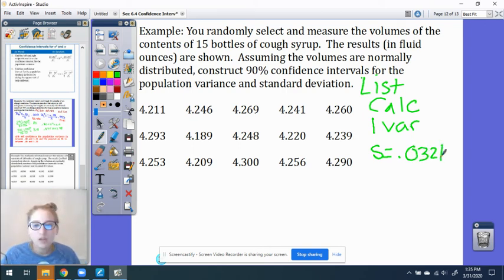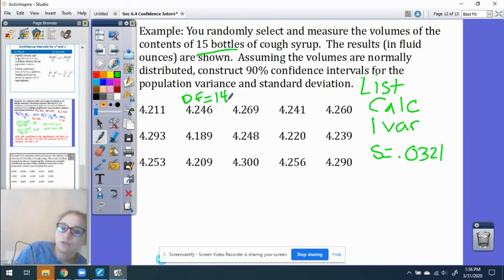Okay, so we have 15 bottles of cough syrup, so that's my N. Which means my degrees of freedom is how much? Yeah, 14. Okay, so now we're going to use our 90% confidence interval to first find our critical values.